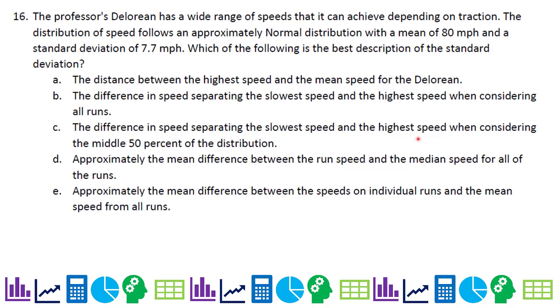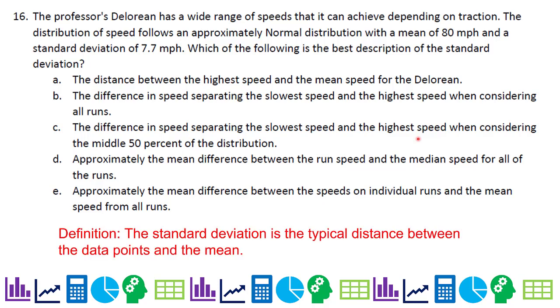Number 16. The professor's DeLorean has a wide range of speeds that it can achieve depending on traction. The distribution of speeds follows an approximately normal distribution with a mean of 80 and a standard deviation of 7.7 miles per hour. Which of the following is the best description of the standard deviation? So actually, I don't need to know that it's normal. The answer is the same, regardless if I said this was a skewed right distribution or a uniform distribution or even a bimodal distribution.